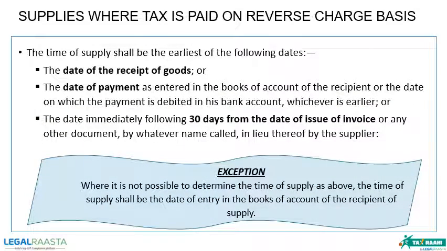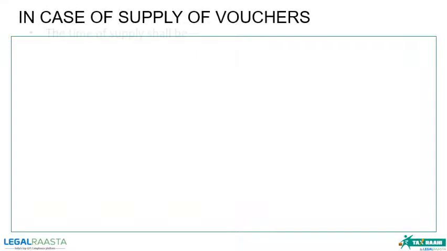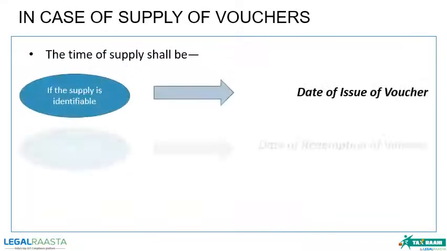Where tax is paid on reverse charge basis, the time of supply of goods shall be the earliest of the following: date of the receipt of goods, or date of payment as entered in the book of the recipient, or date of payment debited in the recipient's account, or date immediately following 30 days from the date of issue of invoice.